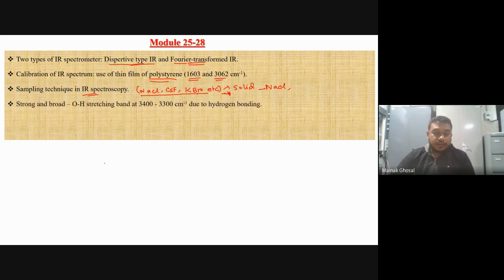Now, if you have any alcohol sample, you will see a strong and broad O-H stretching band at 3400 to 3300 due to hydrogen bonding. So if you have a strong and broad peak at 3400 to 3300 in the IR spectrum, you will be able to tell that hydrogen bonding is present. Now, intermolecular and intramolecular hydrogen bonding, you can differentiate between them using the effect of dilution.